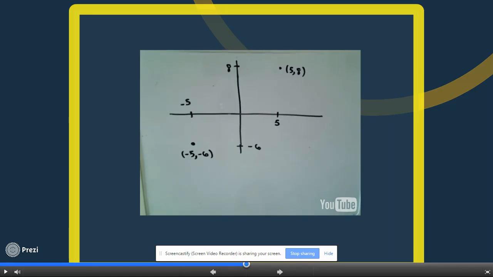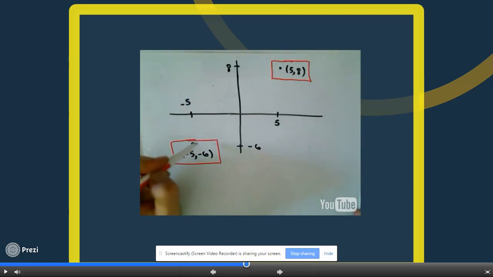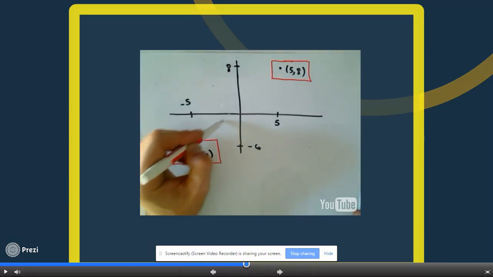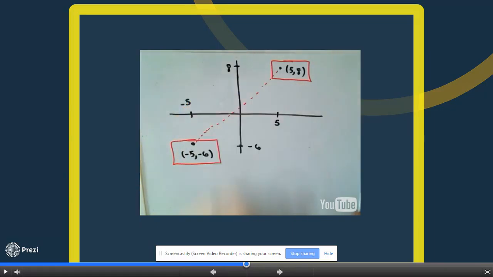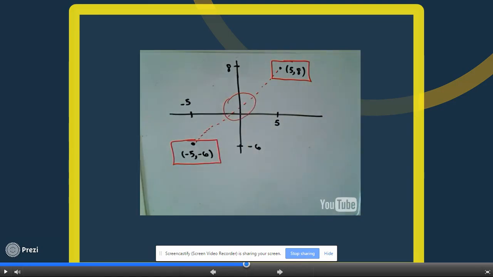So in this example, I'm just going to find the midpoint between these 2 points. I've got the point -5 comma -6, and then I've got the point 5 comma 8. Let me connect those with a line. Not the straightest of lines, but a line nonetheless. To me, intuitively, the midpoint should be somewhere around there, so at least I can get a quick conceptual guess about what it should be.